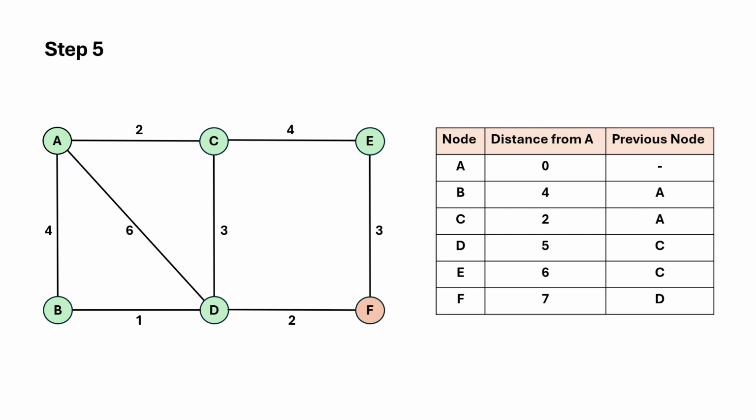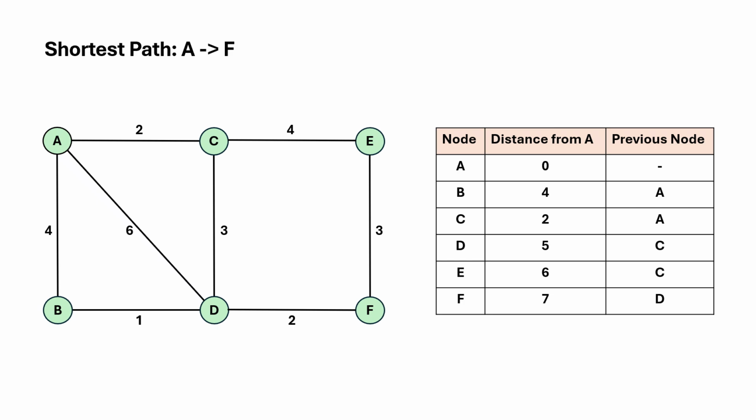The only node left now in this table is F, so let's just visit F. Since there is no more unvisited node left in the table, we have nowhere to go from F, so we will just label it as visited. Congratulations, we have marked all the nodes as visited. They are all marked green. And now this is the time where we stop the algorithm. In the table, we now have the shortest distance from A to all other nodes in the graph. So if you want to go from A to C, the shortest distance is 2. If you want to go from A to E, the shortest distance is 6, and so on.